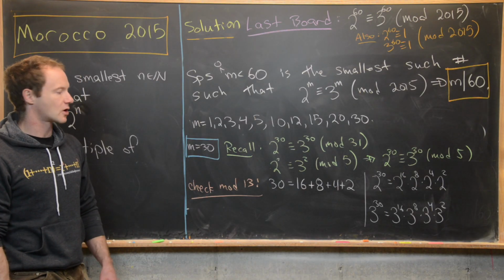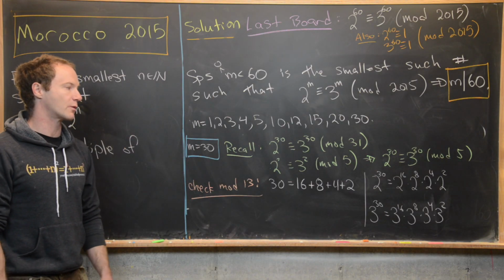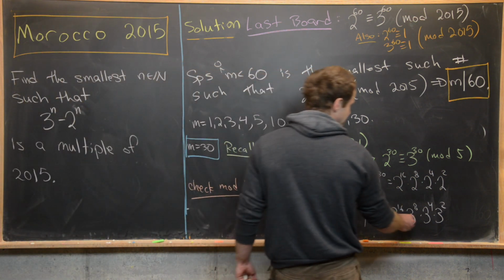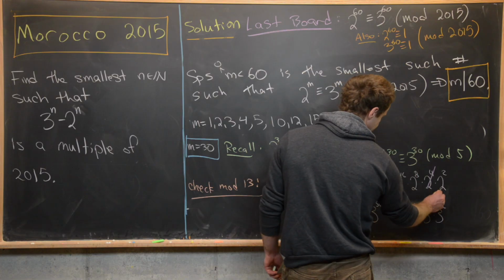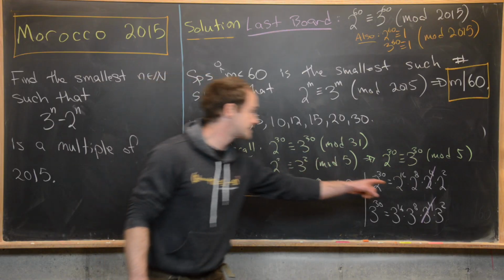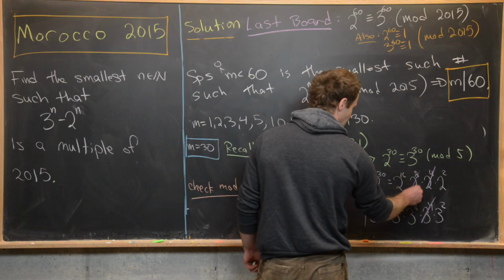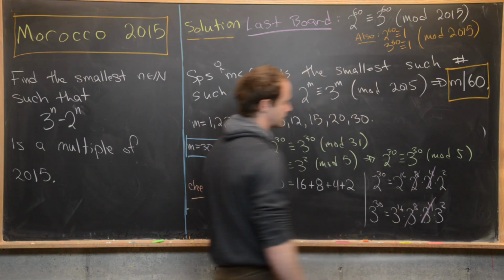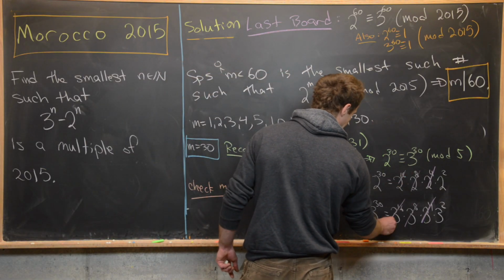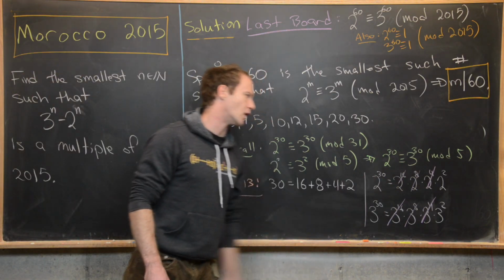Next, I want to recall from our calculations before that 2 to the 4 and 3 to the 4 were both congruent to 1 mod 13. So what that means is that this is congruent to 1 mod 13. This is also congruent to 1 mod 13. And then notice that this is going to be 1 squared because it's 2 to the 4th squared, so this is also congruent to 1 mod 13. This is also congruent to 1 mod 13. And finally, this is congruent to 1 mod 13, and this is congruent to 1 mod 13, again because this is going to be like 1 to the 4th power.